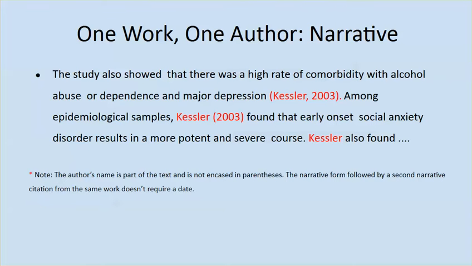Citations can also be part of your narrative. This means the author's name is part of your text and is not enclosed in parentheses. Omit the year of publication in subsequent narrative citations if you are referring to the exact same work within the paragraph. In this example, the first citation is parenthetical. The second is narrative and includes the date in parentheses. The third citation is narrative. The year of publication is omitted as the prior narrative citation includes this information.